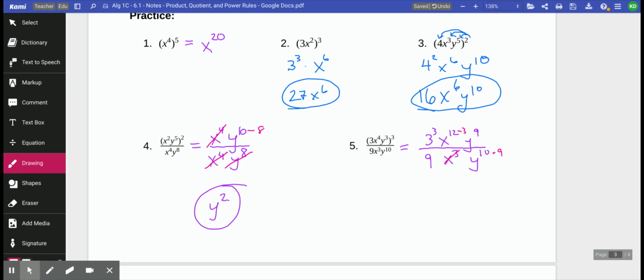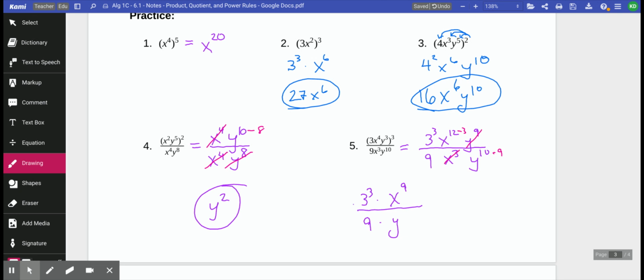So I'm going to do 10 minus 9 and cross out the y's that are on the top of that fraction. All right, let's rewrite. It's always good to rewrite. So on the top, I have 3 to the 3rd, which we can multiply out in a second, and I have x to the 9th. And then I have 9 times y on the bottom.